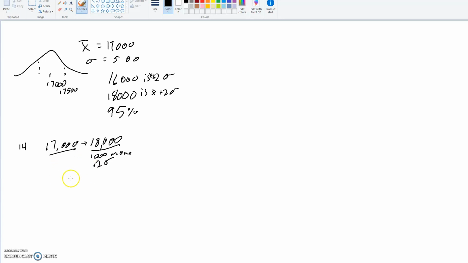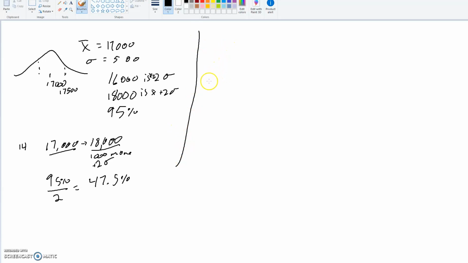Now, if it were plus or minus, it would be a total of 95%. Okay? But unfortunately, we just have the plus 2 sigma, so that means that it is going to be half of that value. Okay? So instead of the full 2 sigma, it's half of that, which gives us 47.5%. So that's all we're doing here, simply noting how much above or below our standard deviation we are. Hopefully these are not too bad.